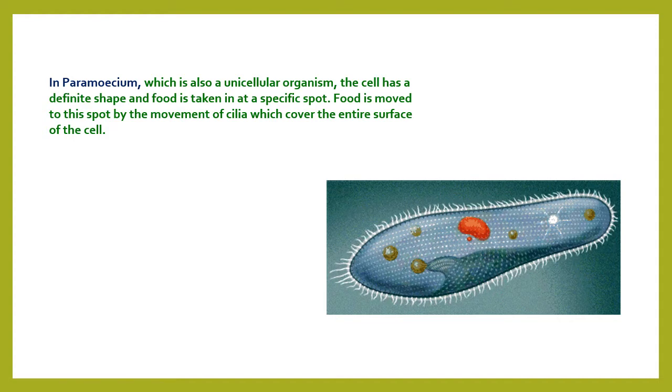Another living organism, paramecium. Paramecium is also a unicellular organism. The cell has a definite shape. Let me remind you here that amoeba does not have any definite shape. But here, this paramecium has a definite shape and food is taken in at a specific spot. अमीबा में कोई स्पेसिफिक स्पॉट नहीं है, वो पूरी बॉडी में कहीं से भी फिंगर लाइक प्रोजेक्शन बनाएगा और फूड को अंदर लेकर एब्जॉर्ब करेगा.